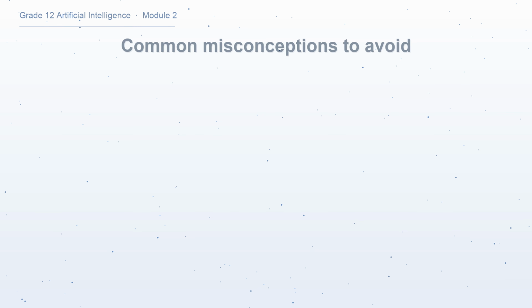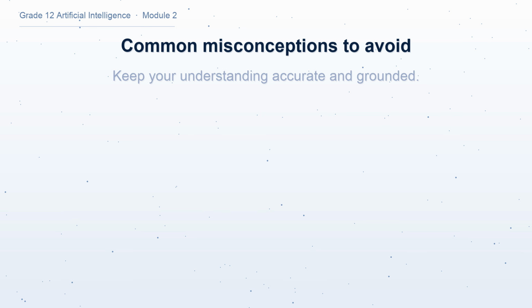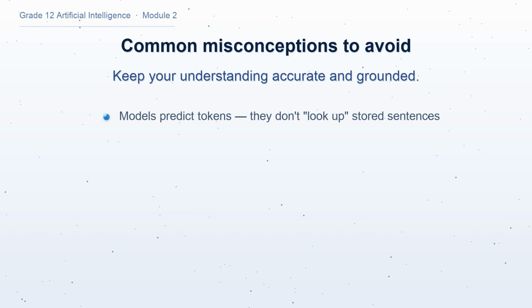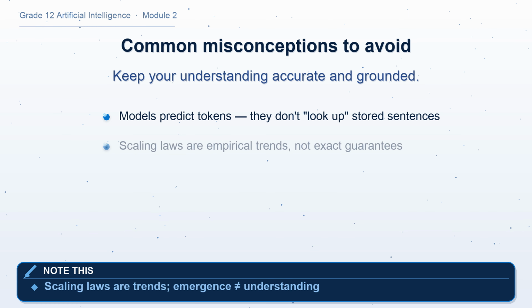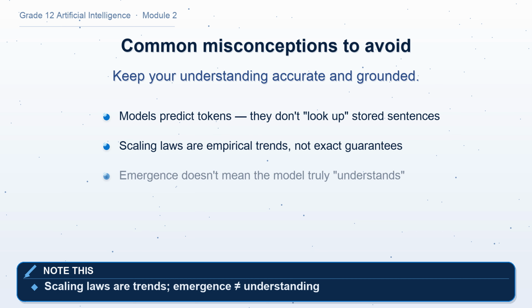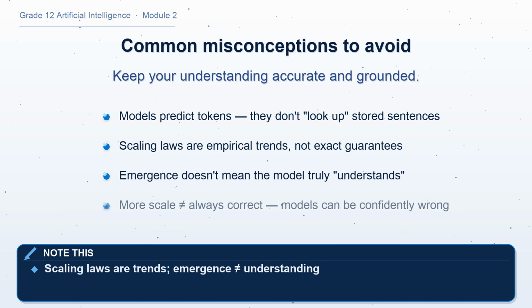First, a model predicts the next token from patterns. It is not looking up whole sentences stored in a database. Second, scaling laws are empirical trends measured over a range. They are not exact guarantees that hold forever. Third, an emergent ability does not mean the model truly understands the way a person does. Fourth, more scale does not make a model always correct. Even the largest model can be confidently wrong.